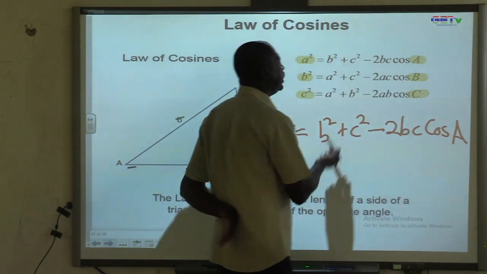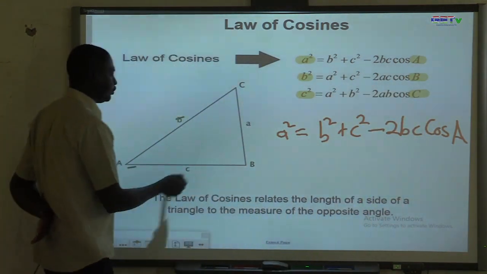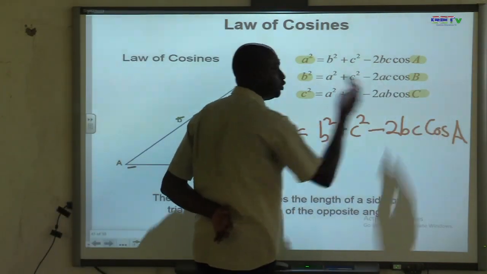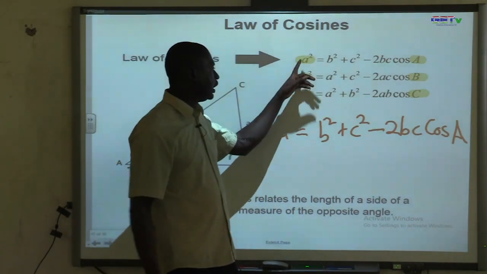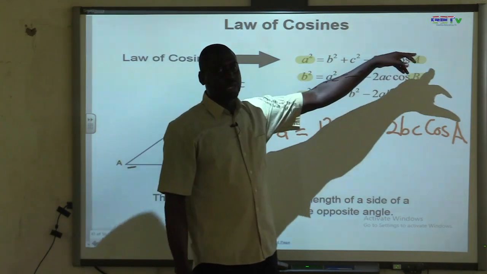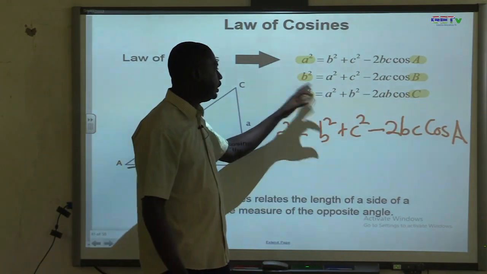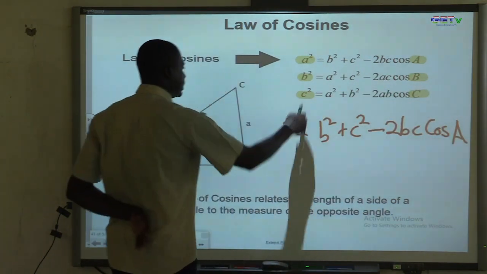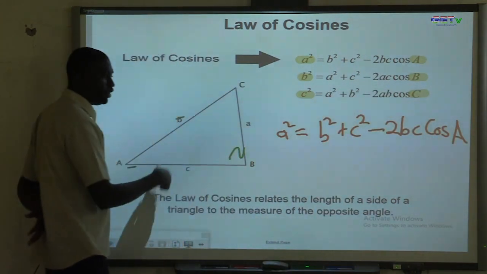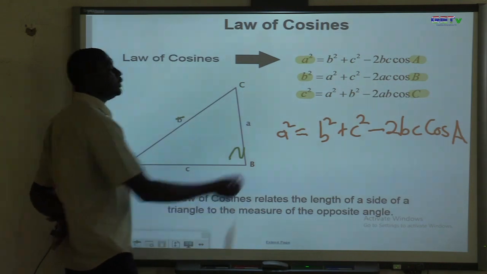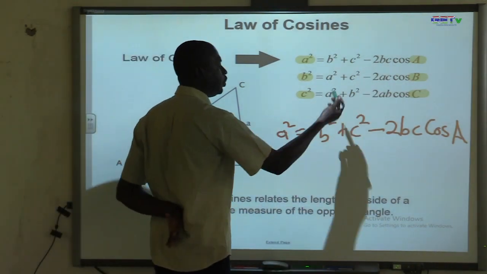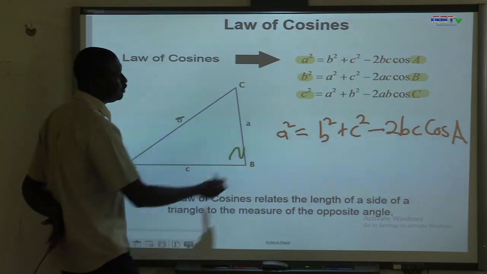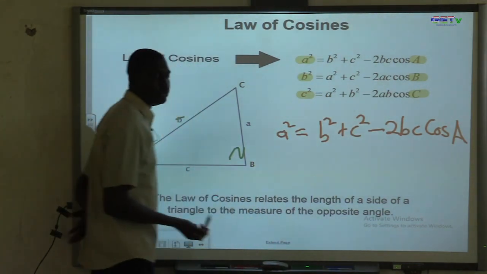2AC cos the angle of B, and that angle is here. So you realize that when we are solving for A, the cos is angle A. When we are solving for B, the cos is angle B. And for C squared, that is this side here, if you are finding the length of C, it is equal to A squared plus B squared, because triangles have three sides. If you are solving for one side, the other two sides you square them.